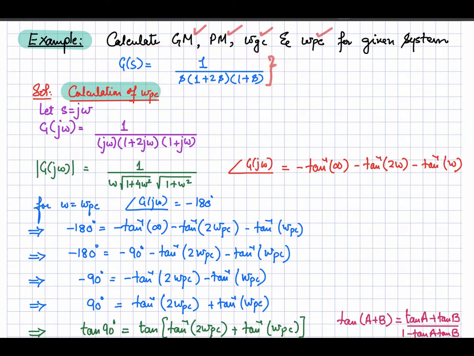So if I conclude the video, we have seen what you mean by the stable system in terms of the Bode plot, in terms of the polar plots, and the magnitude and the phase plot. And then we have seen an example of how we can calculate the gain margin, phase margin, gain crossover, and the phase crossover frequency.